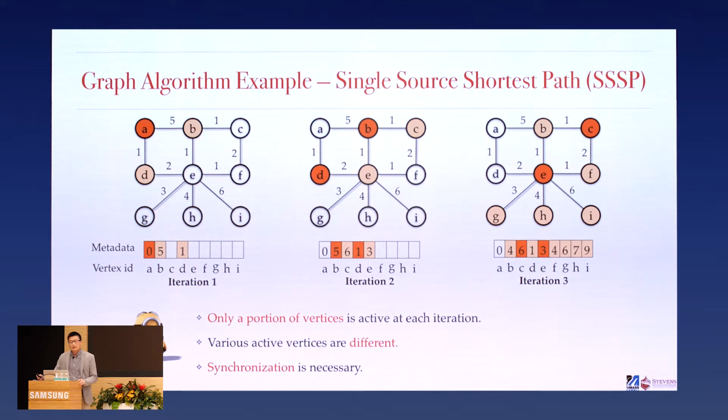The second is that different vertices are different. If you take a look at a Twitter graph, maybe Lady Gaga has millions of neighbors, but I just have 5 followers. If you treat them the same, you're going to suffer from a load imbalance problem. The third thing is you have to do synchronization from one iteration to another in order to get better performance. These are the challenges you want to deal with in order to bridge the gap between the GPU and graph computing.